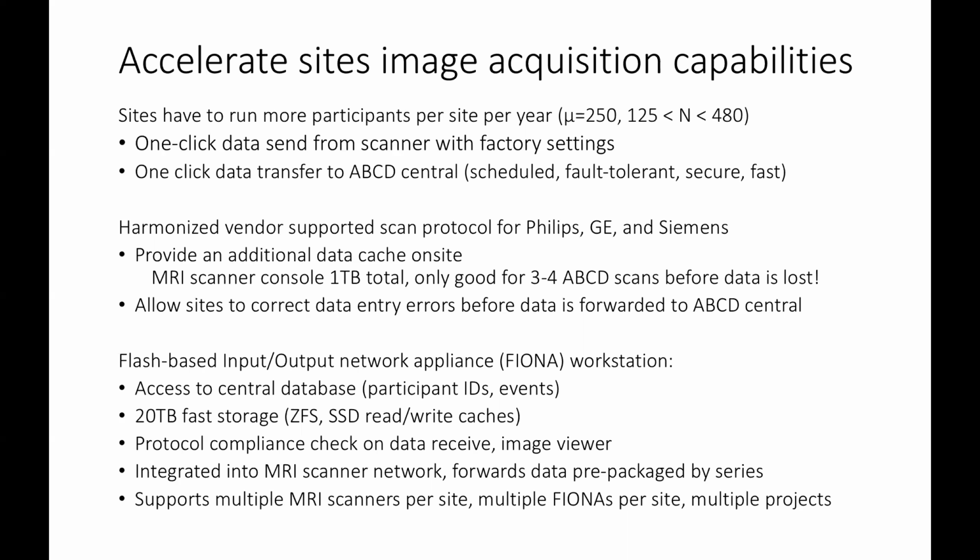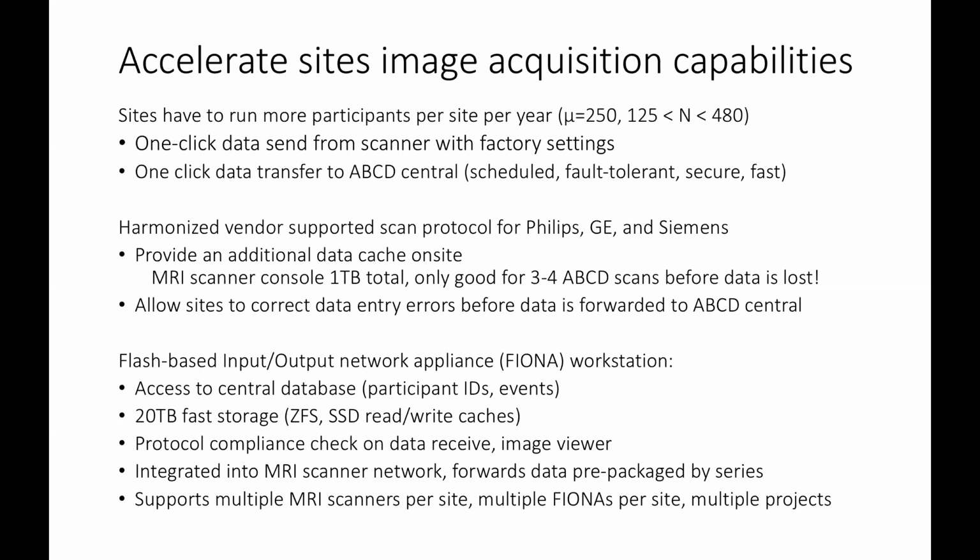So the Fiona integrates with the MRI scanner network and talks DICOM, so it receives direct data from the scanner, and then it pre-packages those DICOM files into image series and forwards them over a secure channel to the central ABCD data storage facility. And that communication is done using SSH, secured SFTP type of communication channels, which results in a small number of very large files that have to be transferred.